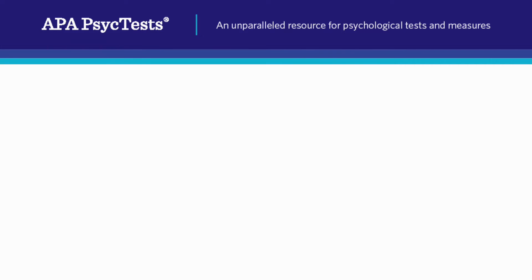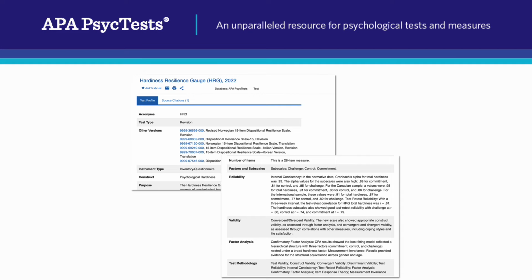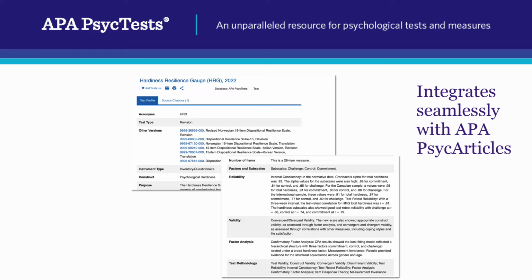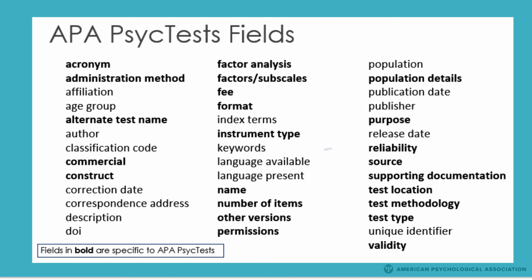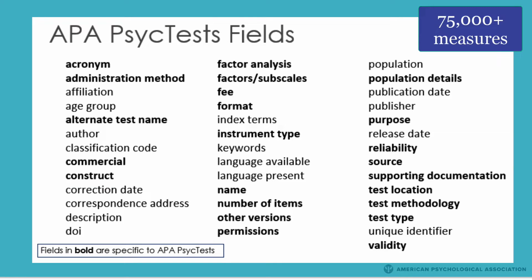APA PsycTests is a collection of psychological tests and measures for the social and behavioral sciences that also integrates seamlessly with APA PsycArticles by tagging 30 metadata fields, including reliability, validity, constructs, and usage permissions of over 75,000 measures. APA PsycTests eases the burden on researchers to create new tests from scratch, provides instructors with essential psychometrics examples, and gives students more insight into tests found during their APA PsycArticles research.